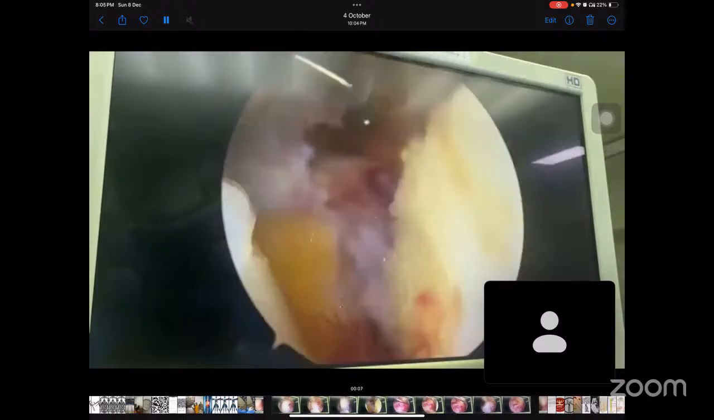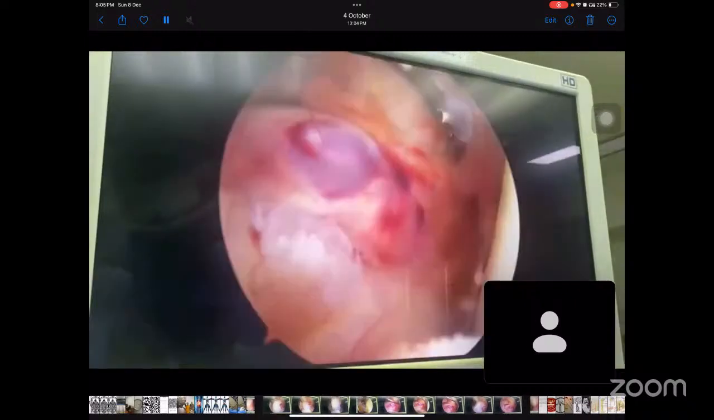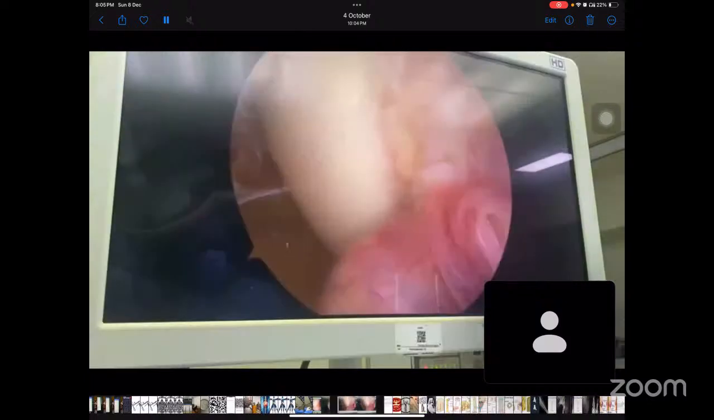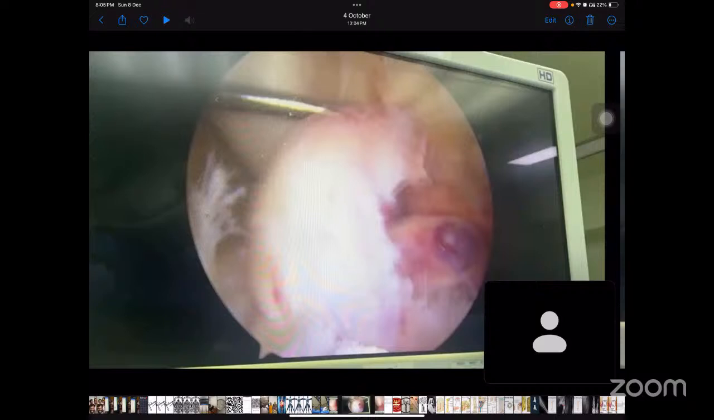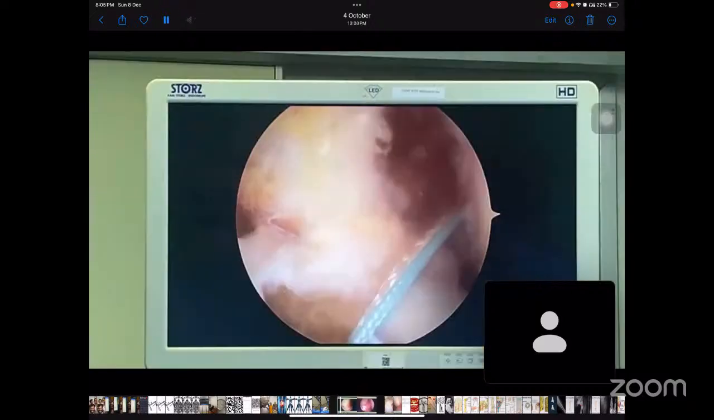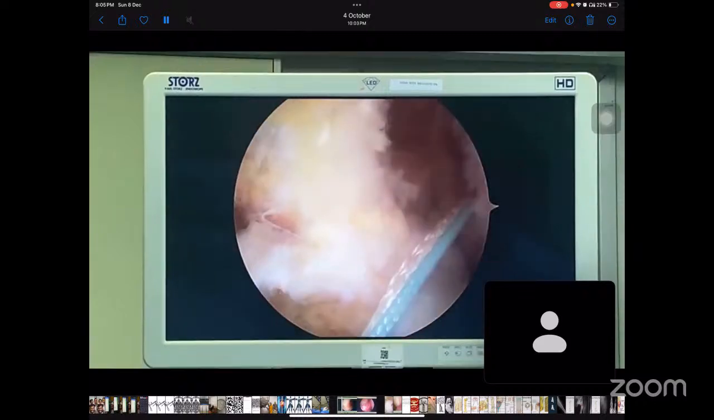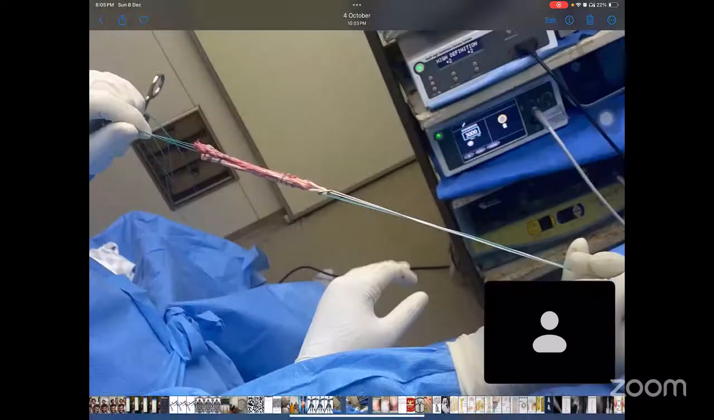This is a stub-like thing. Once we cleared everything, we removed it. Then we inserted the graft. This is an arthroscopic surgery. This is the graft, which we have inserted and made the joint stable.